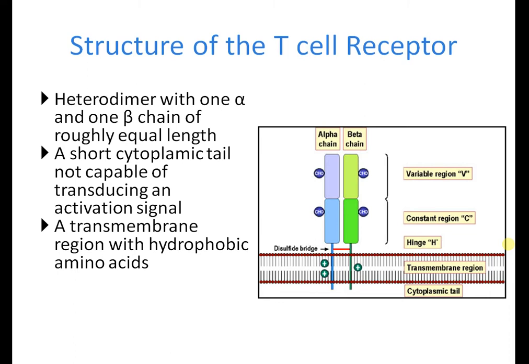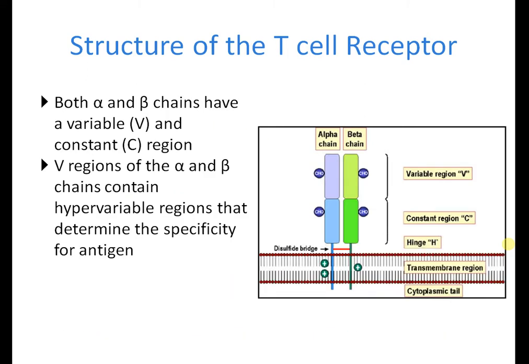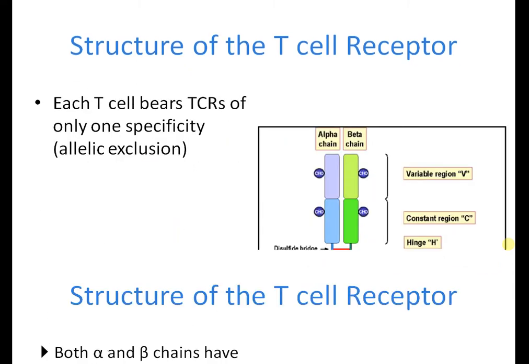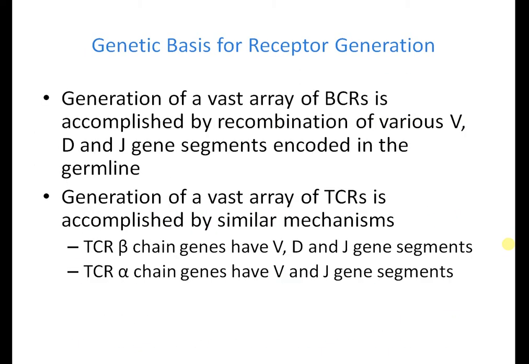equal in length, with a short cytoplasmic tail, and not capable of transducing an activation signal. There is a transmembrane region with hydrophobic amino acids. Both alpha and beta chains have variable and constant regions. The variable region of the alpha and beta chains contains a hypervariable region that determines the specificity for antigen. For the genetic basis of receptor diversity, generation of a vast array of BCRs is accomplished by recombination of various V, D and J gene segments encoded in the germline. Generation of a vast array of TCRs is accomplished by a similar mechanism.